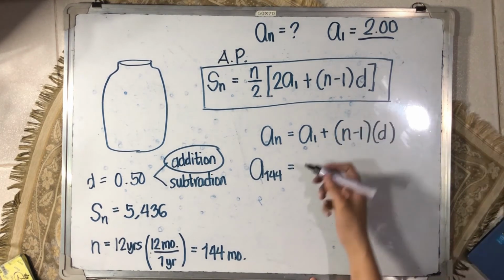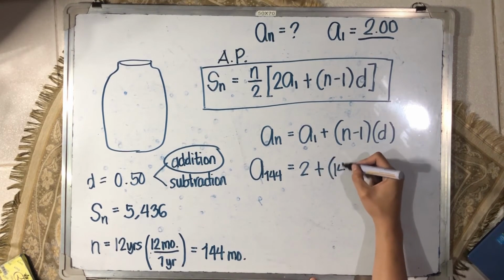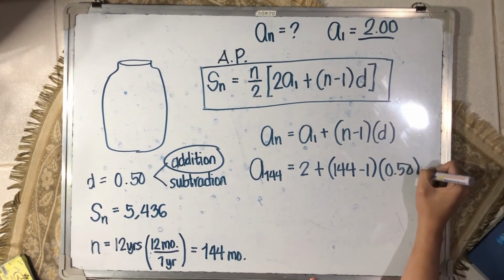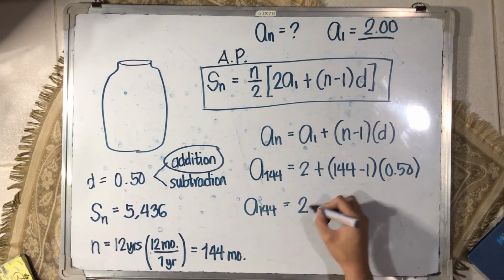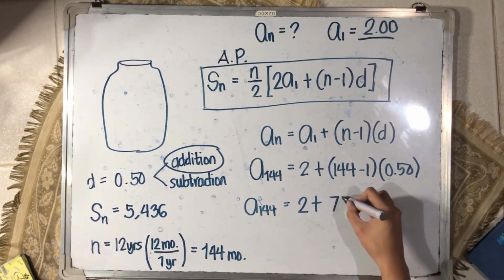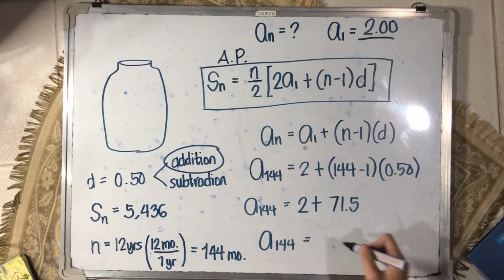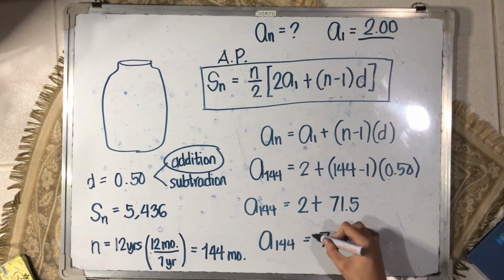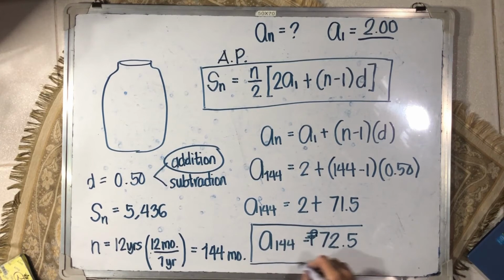A sub 1 is our first and initial savings, which is 2. Plus again, n is 144 minus 1, and common difference natin is 0.50. Alright? So this would be 144. This would be 2 plus, this is 143 times 0.50, that's 71.5. So A sub 144 natin is basically 72.5. So, after 12 years, 72.5 pesos ang huli niyang inilagay doon.